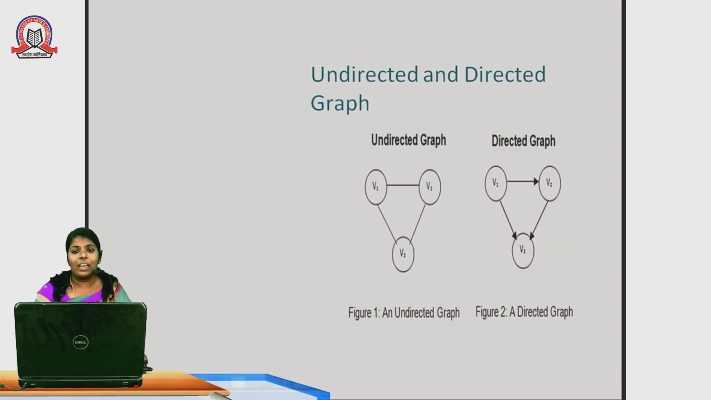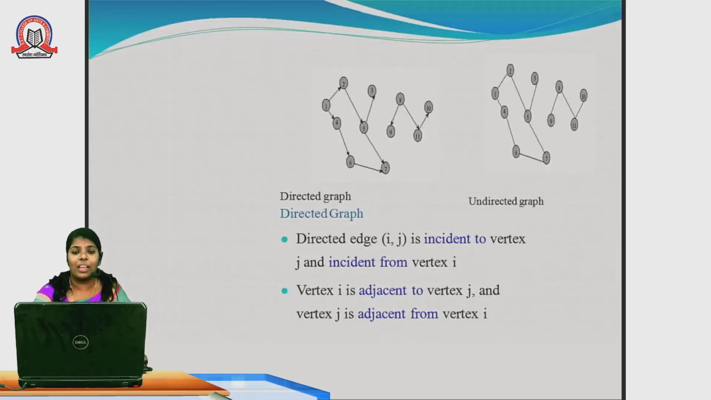So undirected graph and directed graph. You can see here the differences. In the undirected graph there is no arrowhead. In the directed graph you can see the arrowhead. So V1 is connected to V2, V2 is connected to V3. But here you can see there is no arrow point, that means there is no direction. But the directed graph is showing the direction. That is the difference between the undirected graph and directed graph.